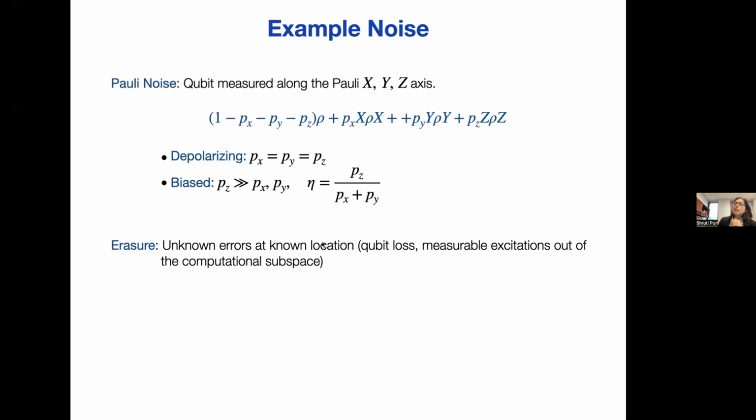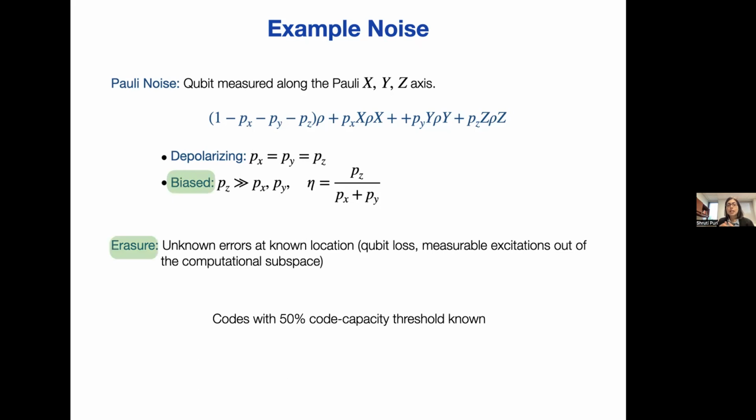Then what you can do is, as soon as you see that the qubit has left the subspace, you will throw away that qubit and put a fresh qubit in its place. And this is known as erasure error. So when you replace it with a fresh qubit, you don't know whether the original qubit suffered from X, Y, or Z errors. You just know that there was an error in that location. You just don't know the type of error there was. So such unknown errors at known locations are called erasure errors.